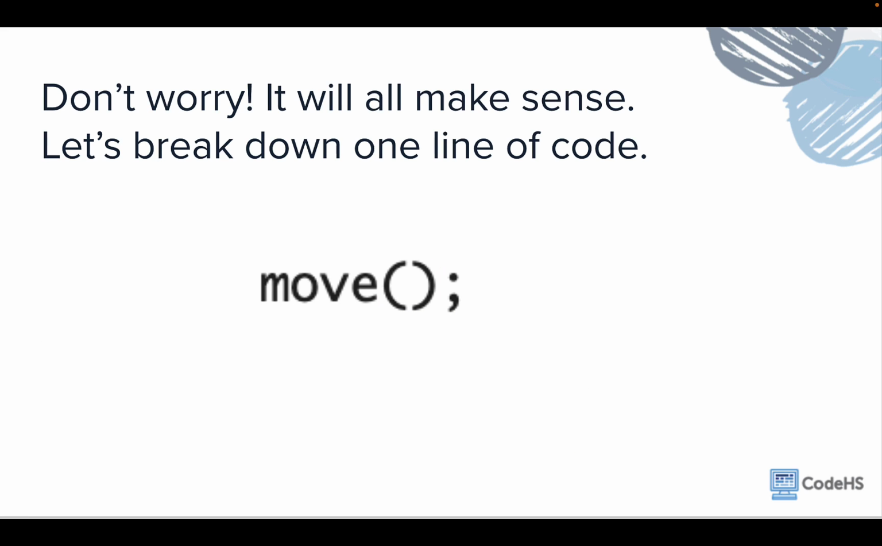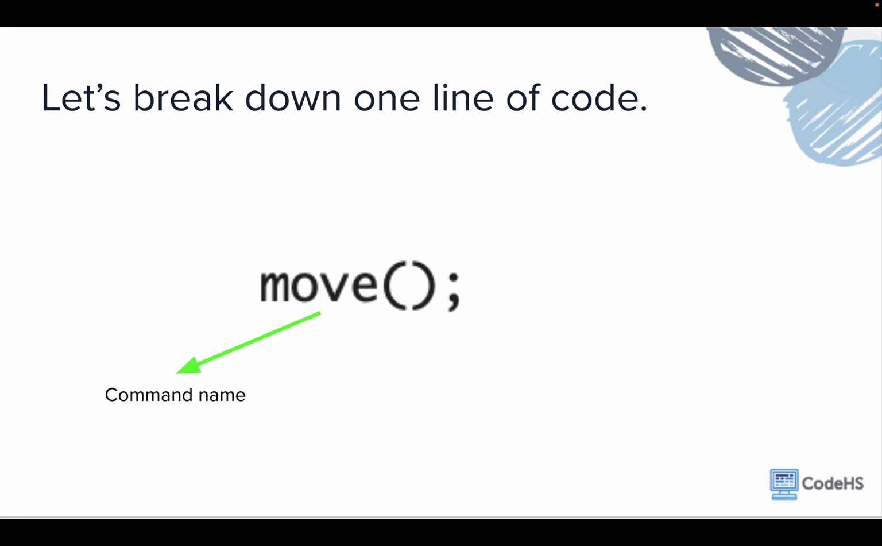Let's break down one line of code first. So in this move command, we first start with the command name. And as you can tell, the command's name is move, and you can't have any spaces in that command. So if you wanted a command named some combination of more than one word, you do have to kind of cram them together. Next, we have these parentheses. These parentheses are for something called parameters for this command. And we don't have any parameters, which is why these parentheses are empty.